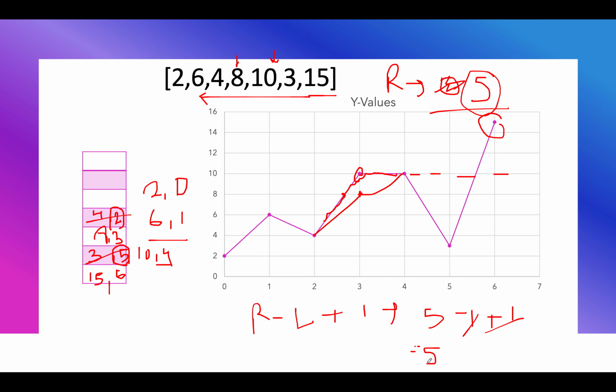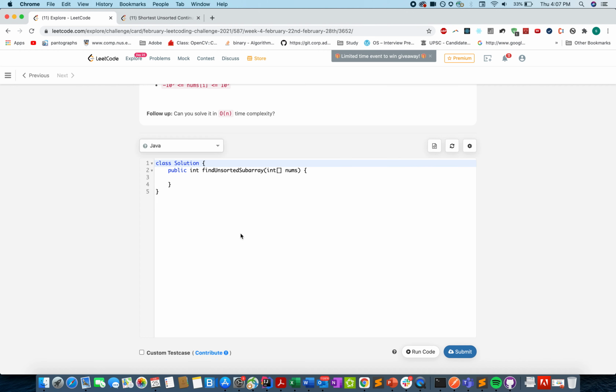I hope the stack approach is clear to you, and let's quickly code this up. As discussed, let's start the coding process. We'll define a stack of type integer, st new stack, and we are interested in first of all finding the leftmost index. So integer left equals nums.length minus 1, and let's start the iteration from the 0th index till the end of length.